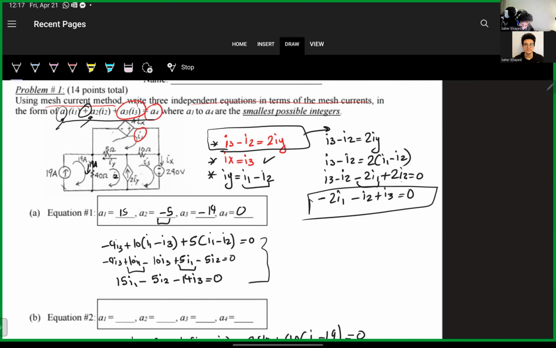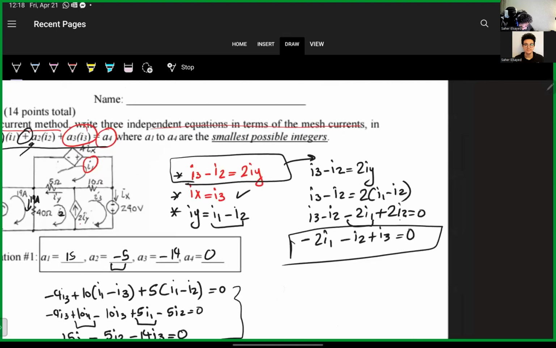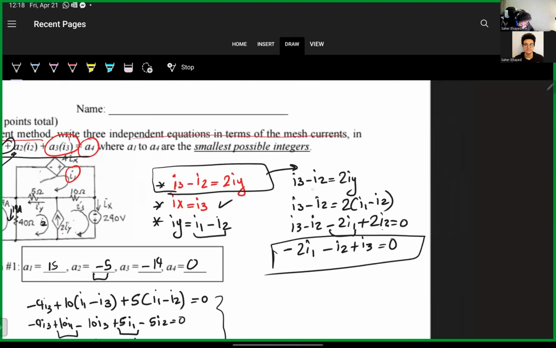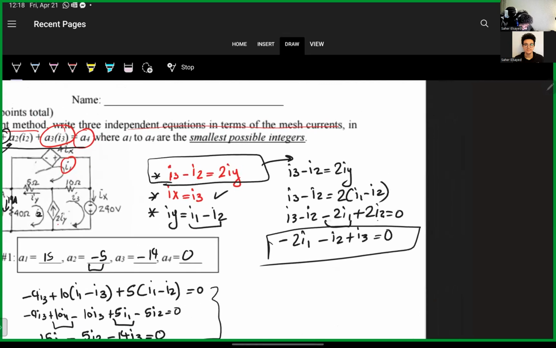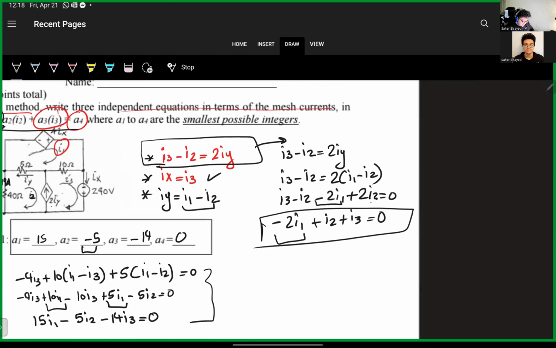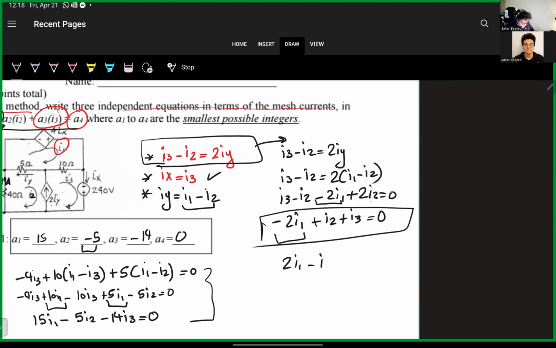Oh, wait. This is not the same answer. What are we doing wrong then? This is I3 minus I2 is equal to 2IY. IY is I1 minus I2, that is correct. So I3 minus I2 minus 2I1 plus 2I2. Okay, so what did I do wrong? So this one is negative 2I1, plus I2 plus I3. Yeah, sorry. Now multiply negative on both sides: 2I1 minus I2 minus I3 equal to 0. Same answer if you multiply negative on both sides.